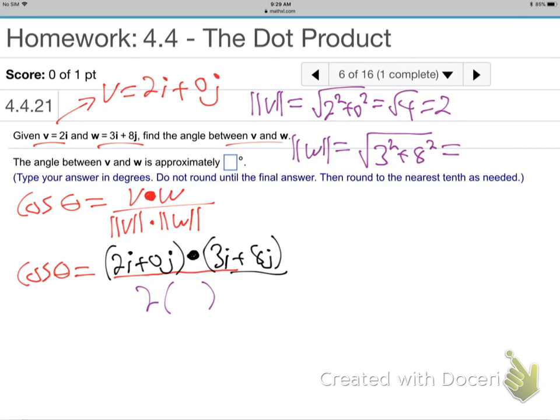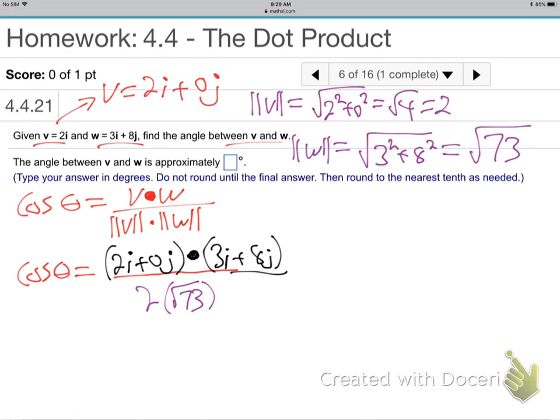All right, so, magnitude of W, square root of 64 and 9, 73? 64 and 9, 73. So, root 73. Good so far? You guys are probably already done.